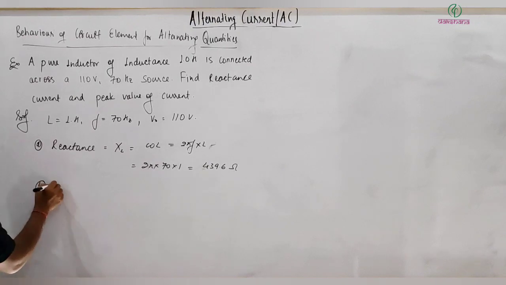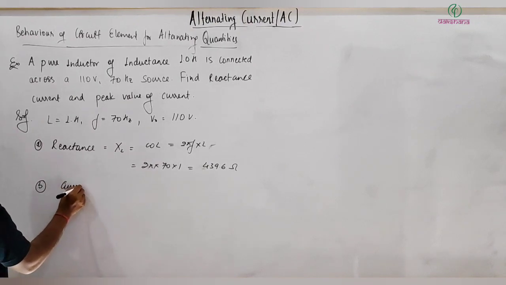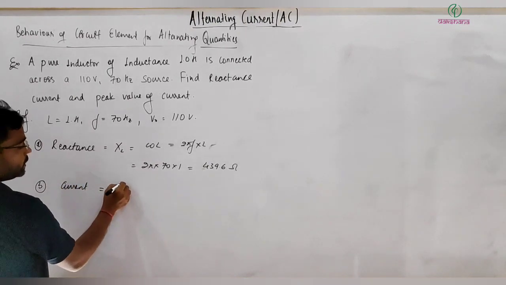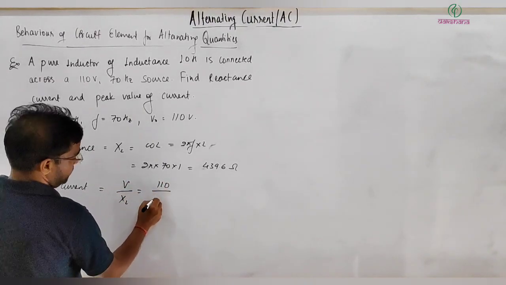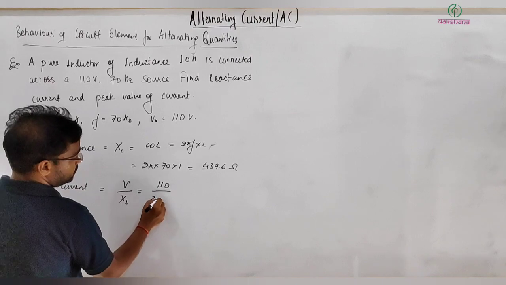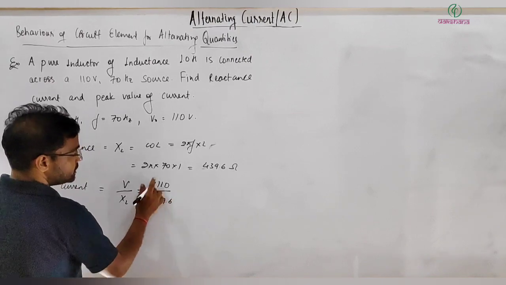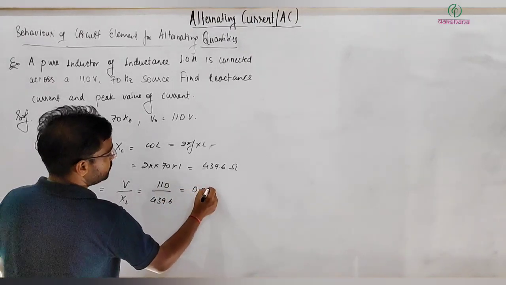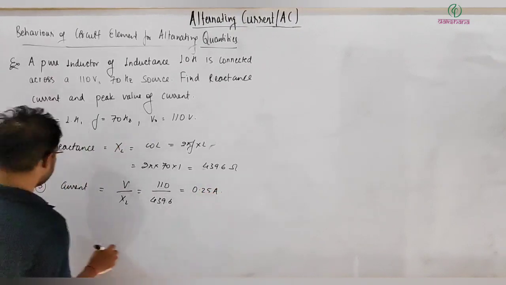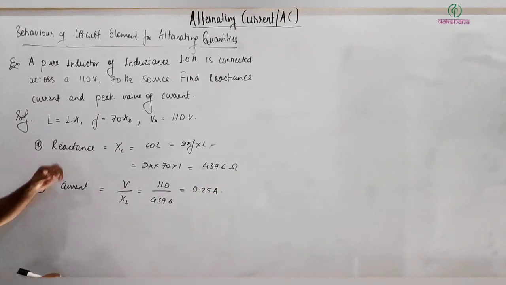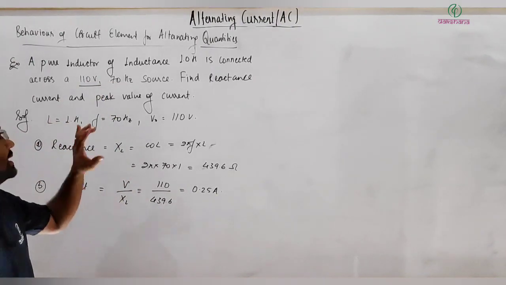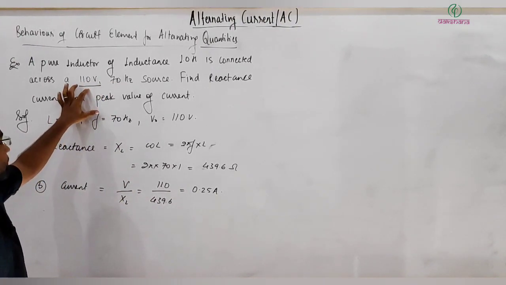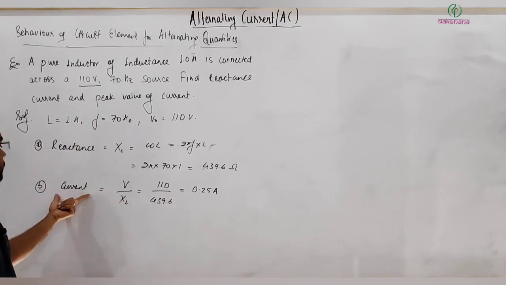So the next part, B, is asking about current. Then current is given by what? V divided by XL, and that is 110 divided by 439.6. Simplifying, we get approximately 0.25 ampere. And as I told you, if nothing is mentioned, then the given value will be the RMS value. RMS value divided by XL will give you the RMS value of the current.